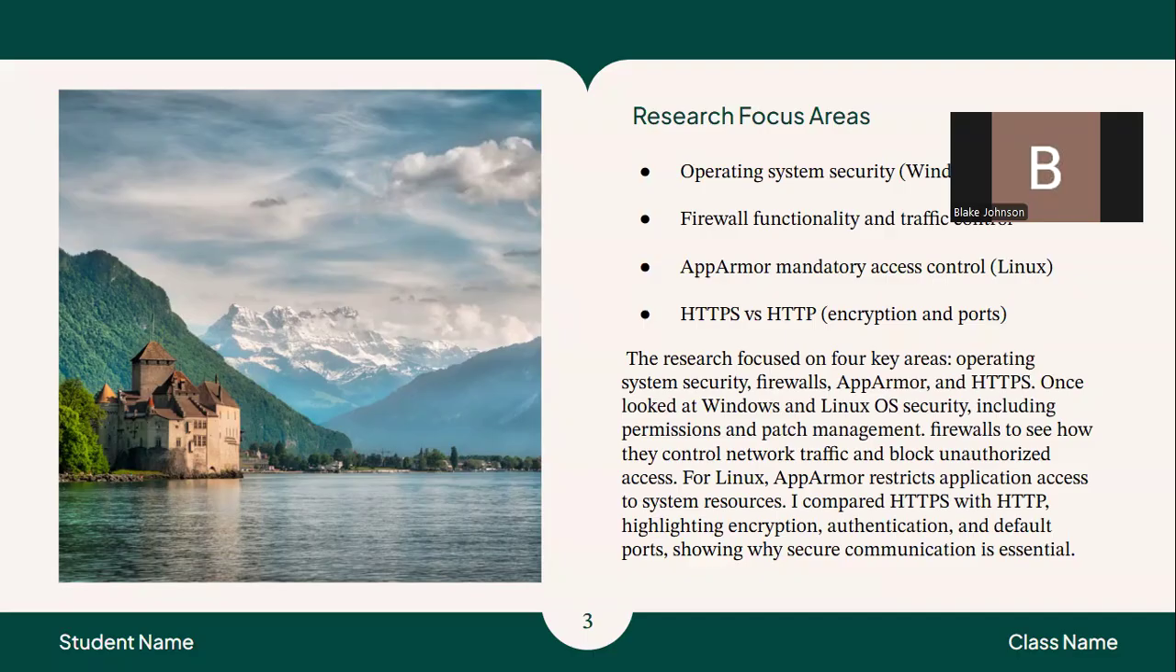The fourth area was HTTPS. We compared it to HTTP to understand how encryption keeps the data safe, why authentication matters, and why using secure ports is important. Studying all four areas gives us a complete view of server security and helps us plan effective hardening procedures.